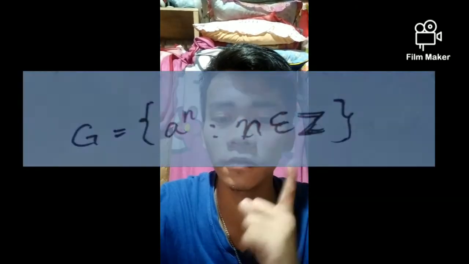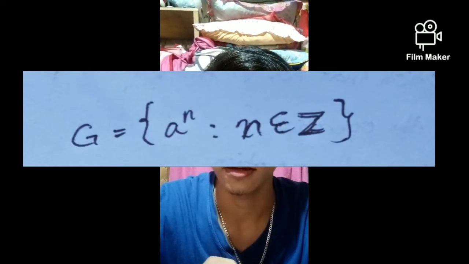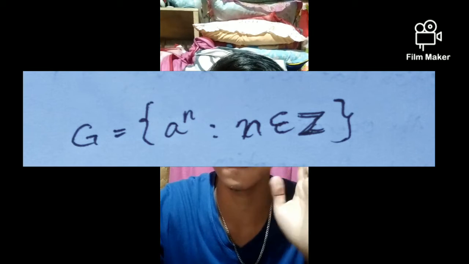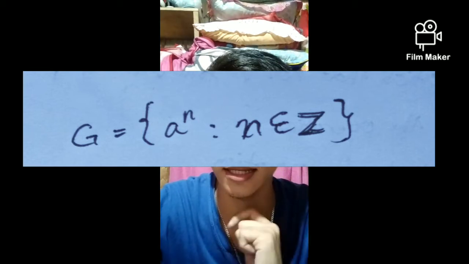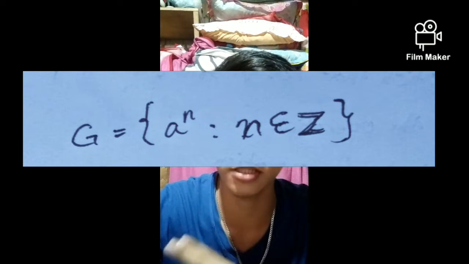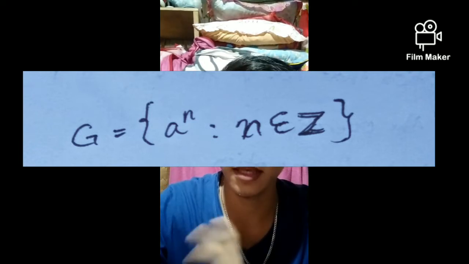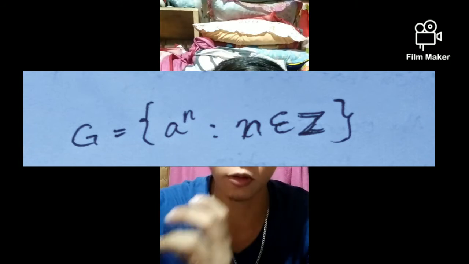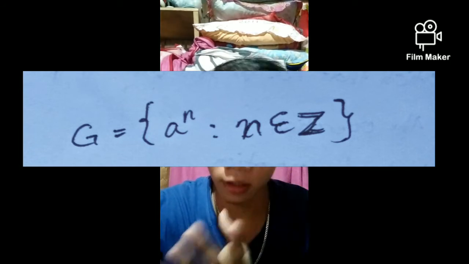If I read that notation, G is the set of a to the power of n such that n is an element of the integers. Such an element a is called a generator of G. Take note that a cyclic group is abelian. On the other hand, a group that is abelian is not necessarily cyclic. I hope that makes sense for you.